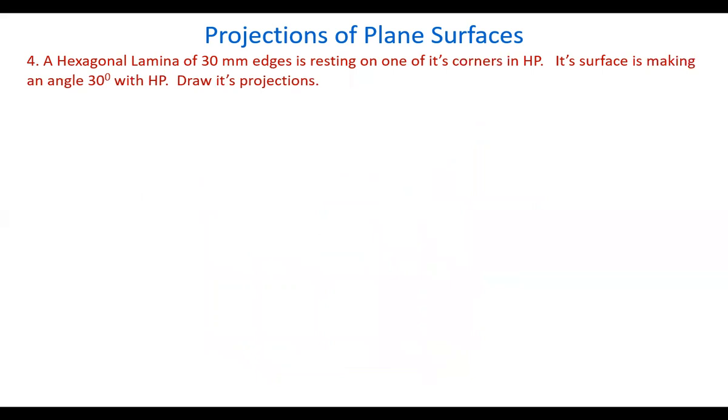Next, let's take a hexagonal lamina again. It's resting on one of its corners in HP. Now it has a corner in HP. And the surface is making 30 degrees angle with HP. So here, two things are to be taken care of. One is, it's a surface making 30 degrees angle with HP.